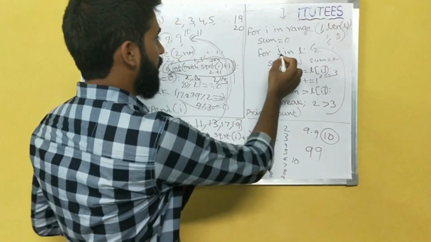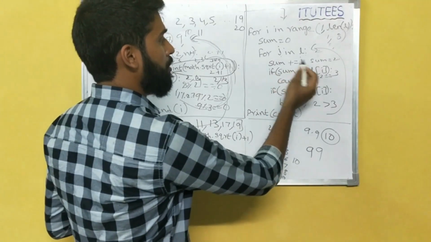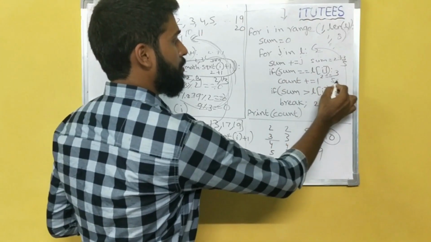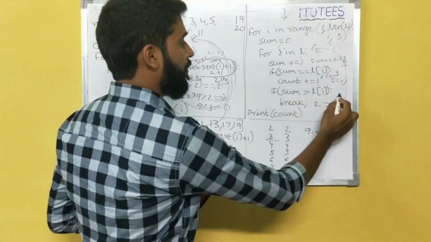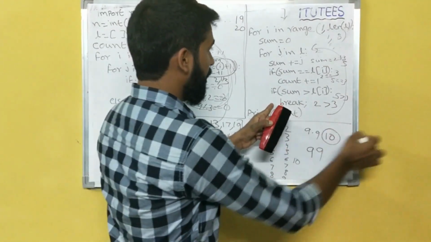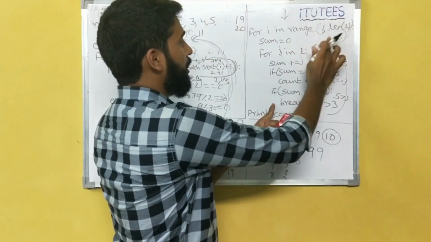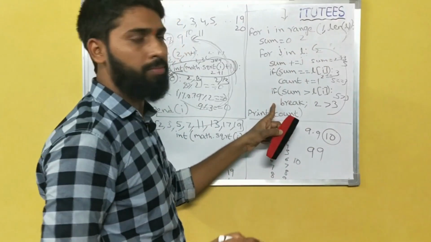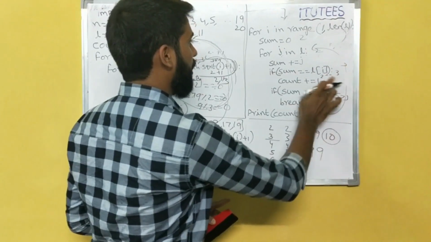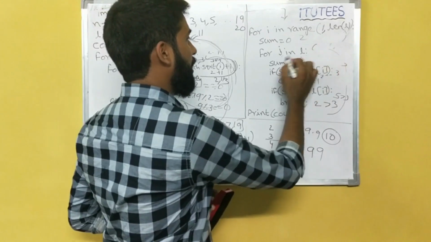Next j becomes 3, the next element in the list. Sum equals 2 plus 3 equals 5. 5 equals 3? No. Go to here. 5 greater than 3? Yes. So break. Next you go to 2. Range 1 comma 8 means the next time the i value becomes 2. Sum equals 0 again. I check for j in L. What is the j in L? Again j becomes 2.